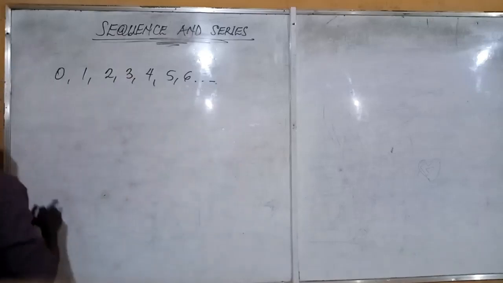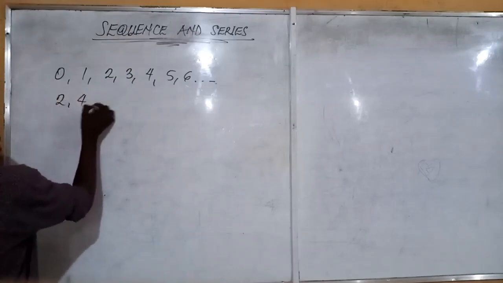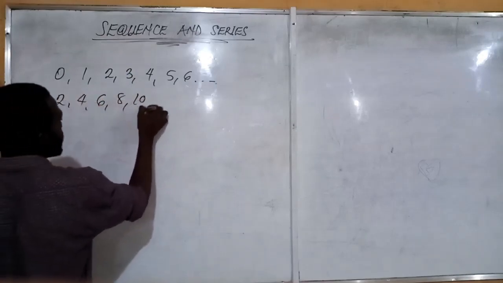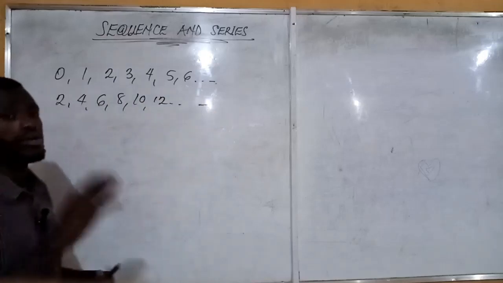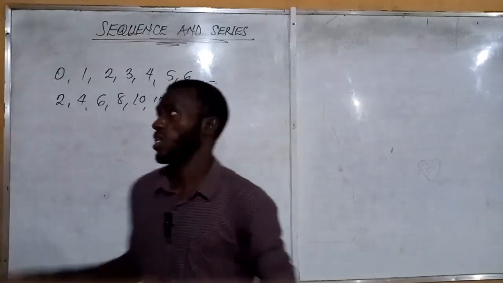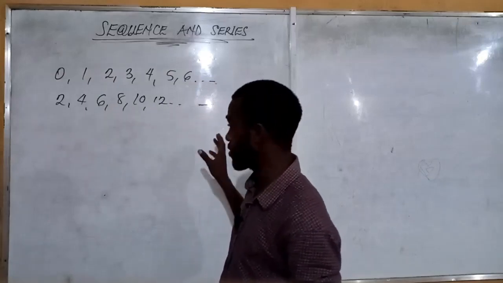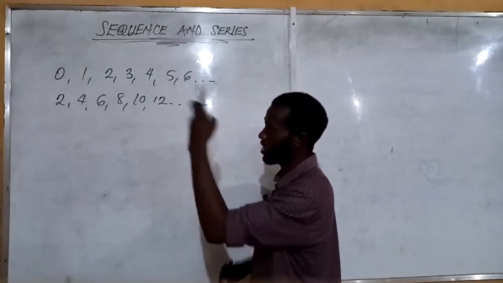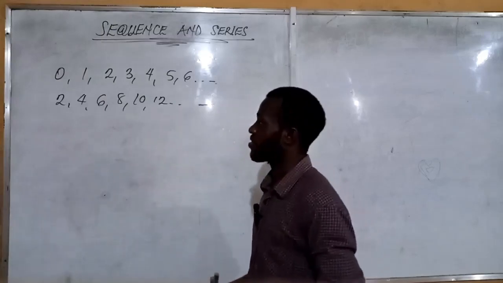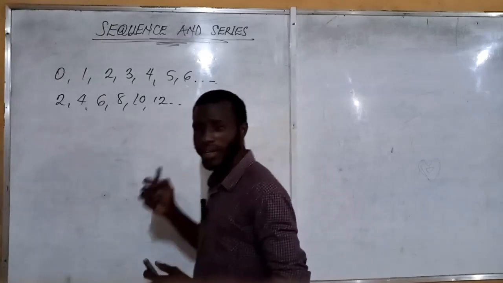We could have another sequence like this: 2, 4, 6, 8, 10, 12, dot, dot, dot. Now, this is also a sequence. Why? It is a sequence because it proceeds with a regular pattern. In this case, to get any successive term, you add 2 to an initial term. All right, so look at another sequence.